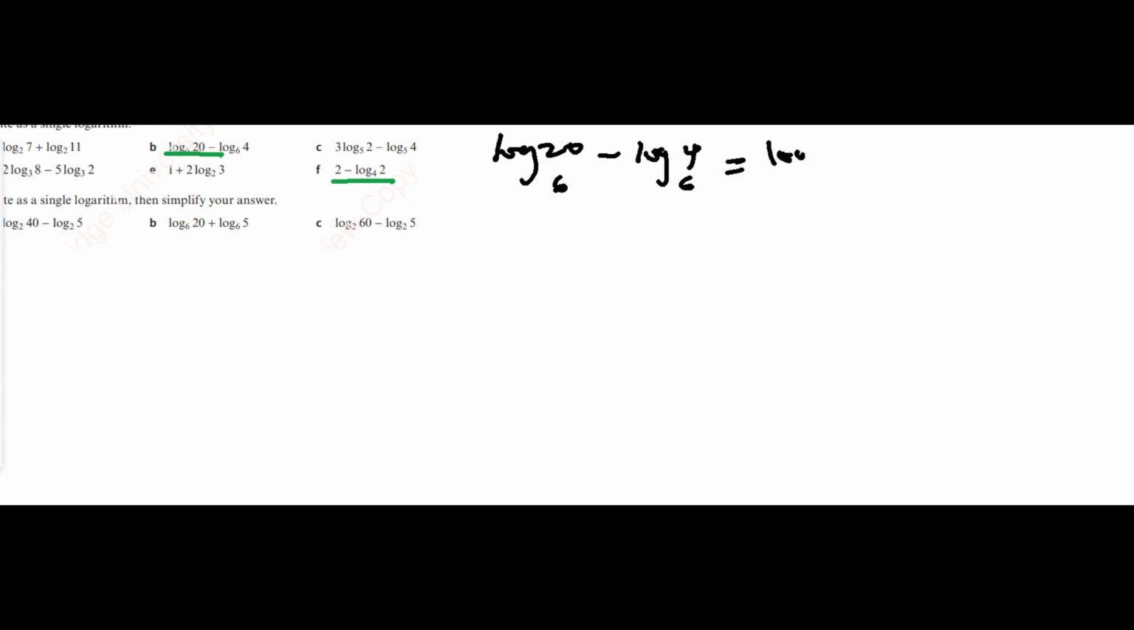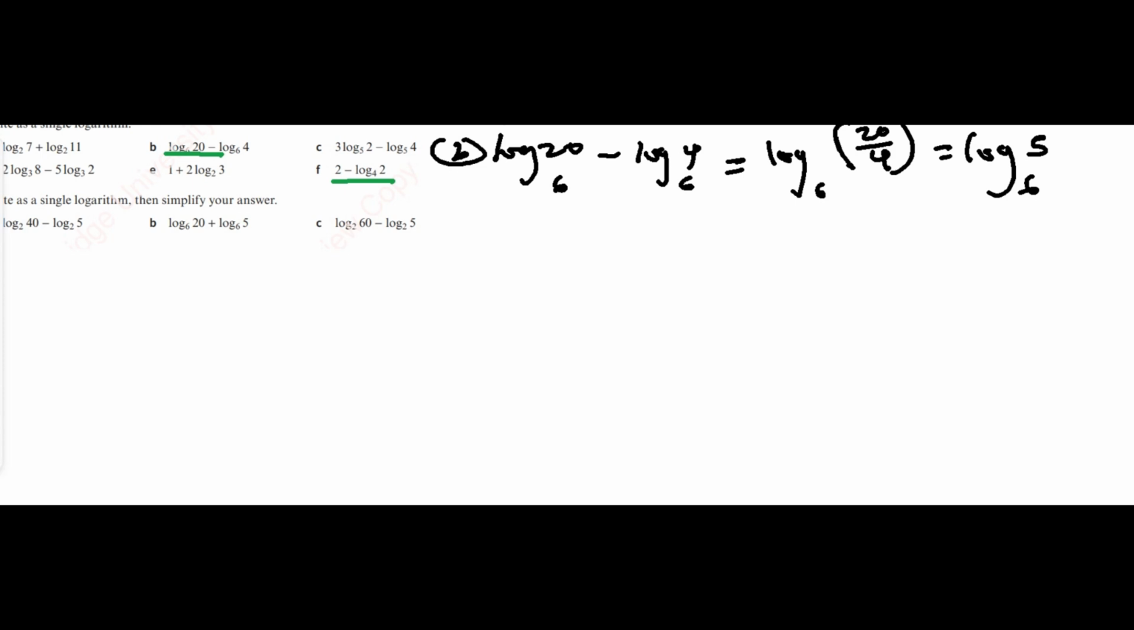So you pick the common base. Because they have the same base, you can combine them. That will be 20 over 4. If it is minus, it will be division. If it is plus, it will be multiplication. That is 5 base 6. Very simple and straightforward. Okay, so that is question B.